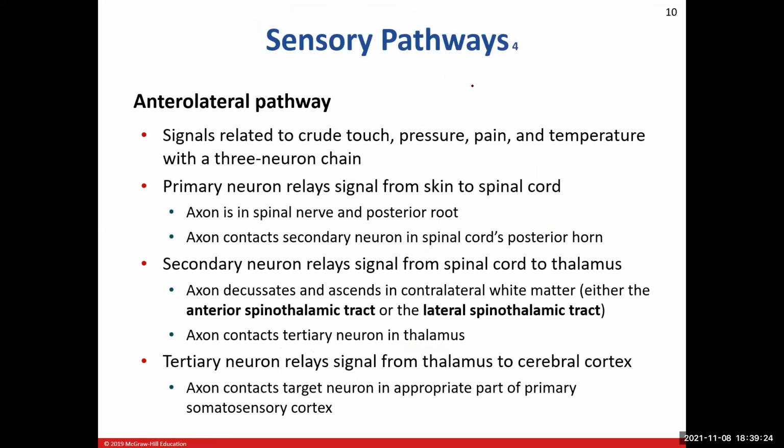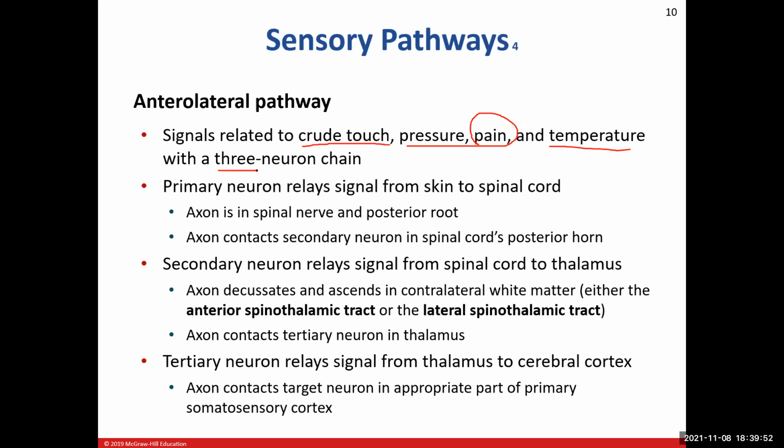All right, our next sensory pathway is what we call the anterior lateral pathway. This pathway carries more touch sensation, but in this case it's crude touch. All right, also some pressure, pain, that's a big one, and temperature. So again, we're going to use our 3-neuron chain. So you're going to see some similarities between this pathway and the previous pathway.